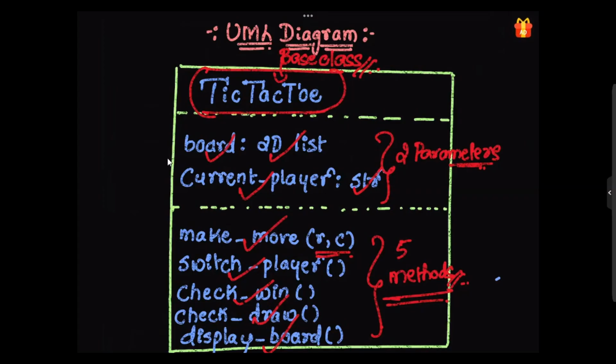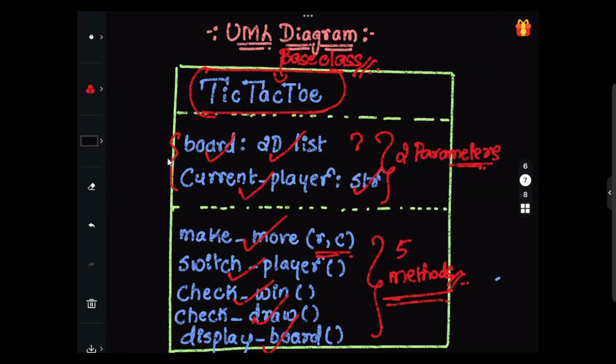So based on what we discussed earlier within the algorithm choice, the design pattern choice, the concurrency and the data model part, this is going to be the UML diagram. It consists of the tic-tac-toe class, which is the base class, with two parameters: board, which is a 2D list that will be initialized, and current player, which is of the type string. And we'll go with five methods within the tic-tac-toe class: make move, switch player, check win, check draw, as well as display board. So this is about the UML diagram.